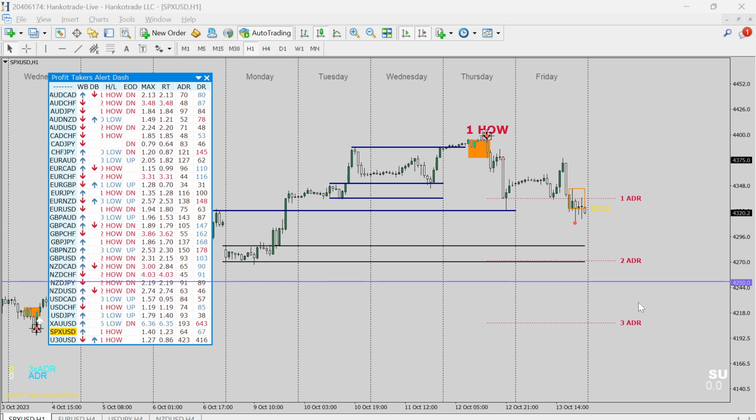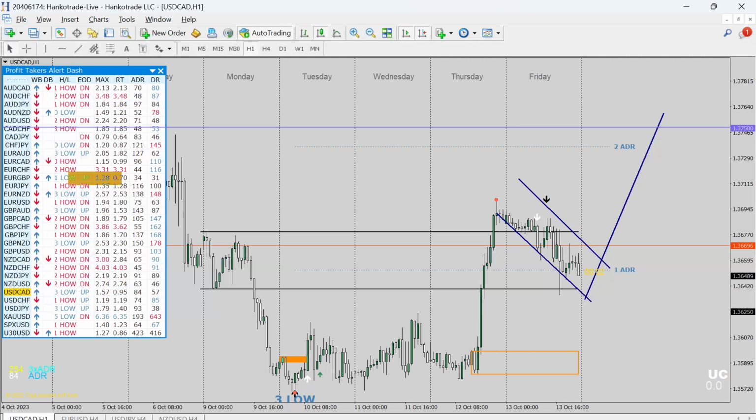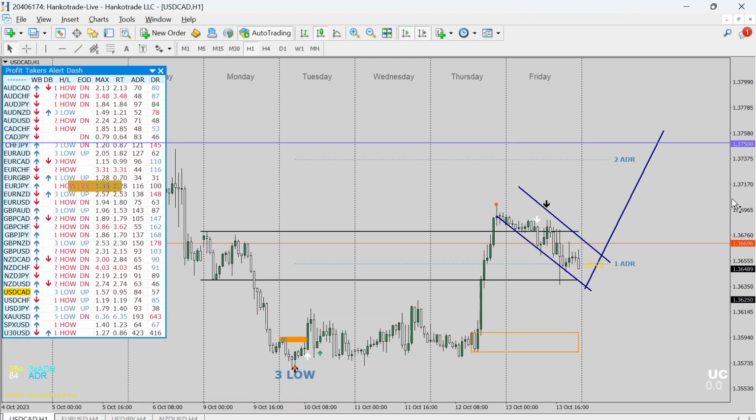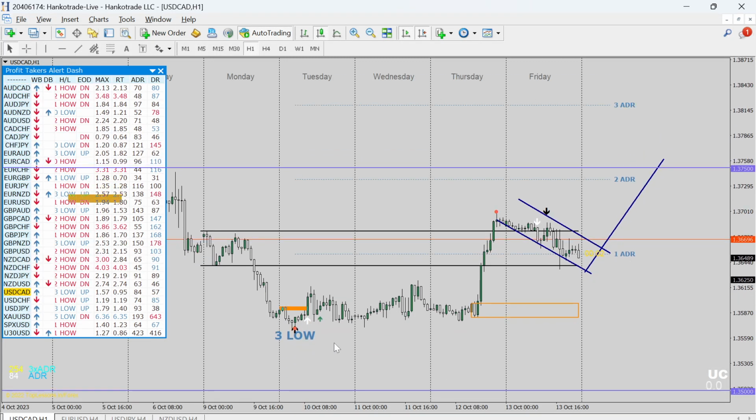Now let's look at dollar CAD. Okay, so this is 3 days away. Friday came in, and if you look at Wednesday and the 3 day cycle, it's showing that we're looking for a potential reversal, and we got it. So Friday closed, and it shows that it was down.